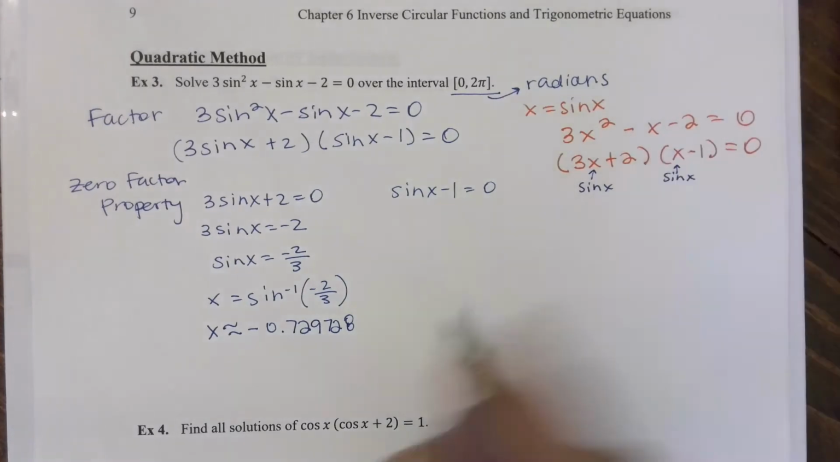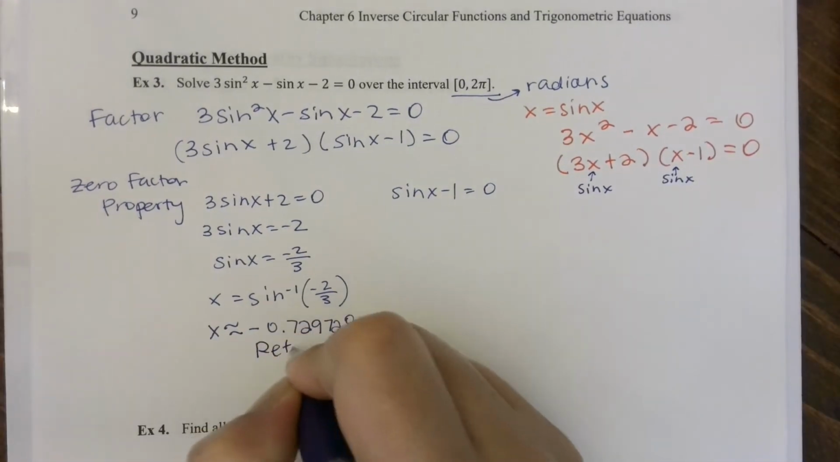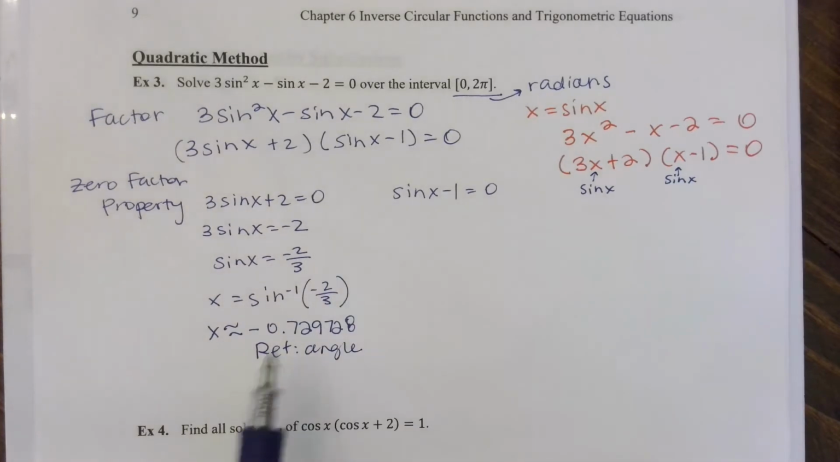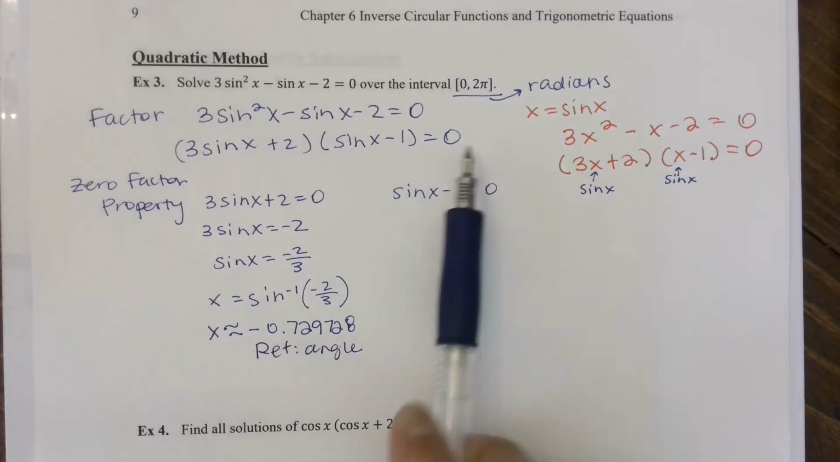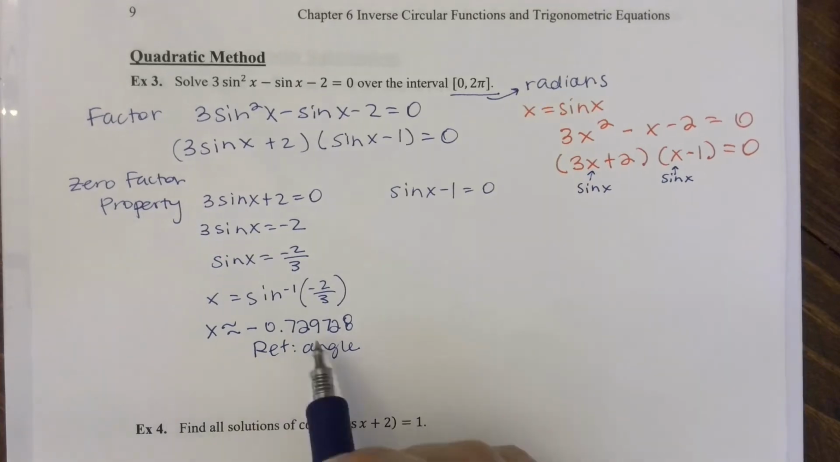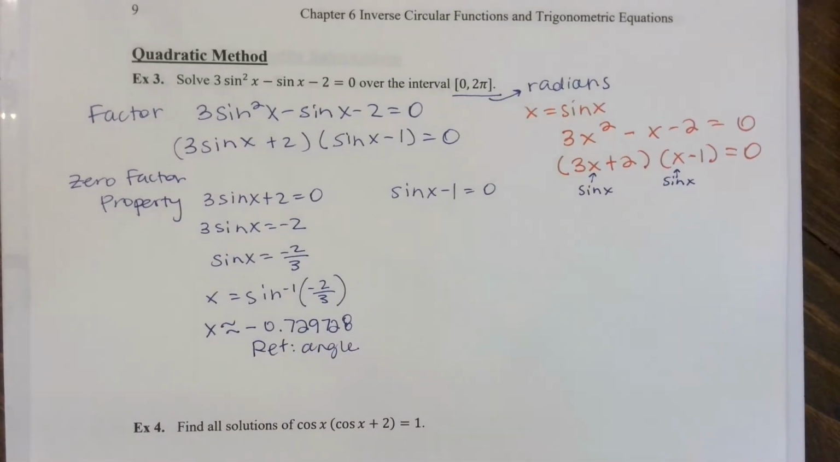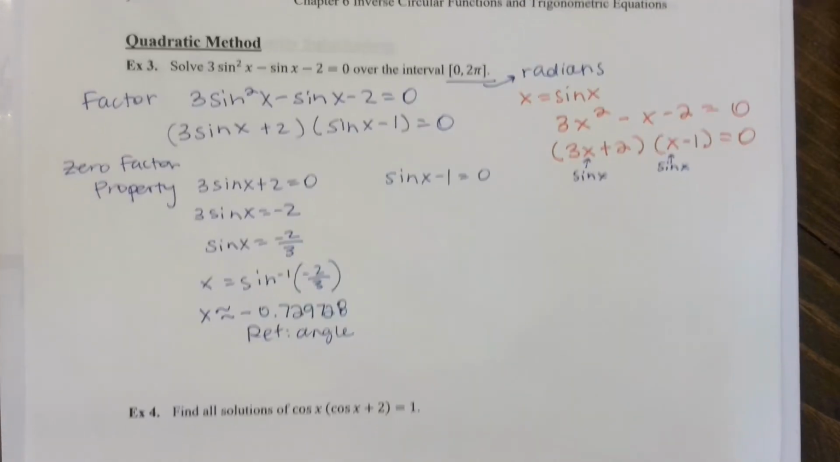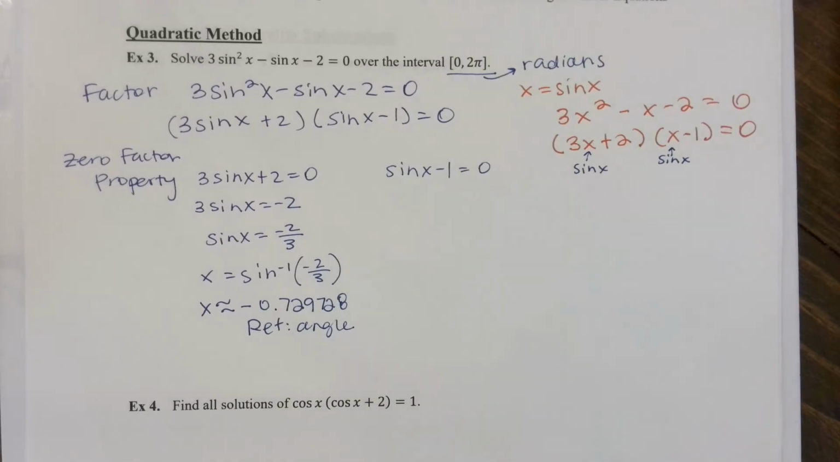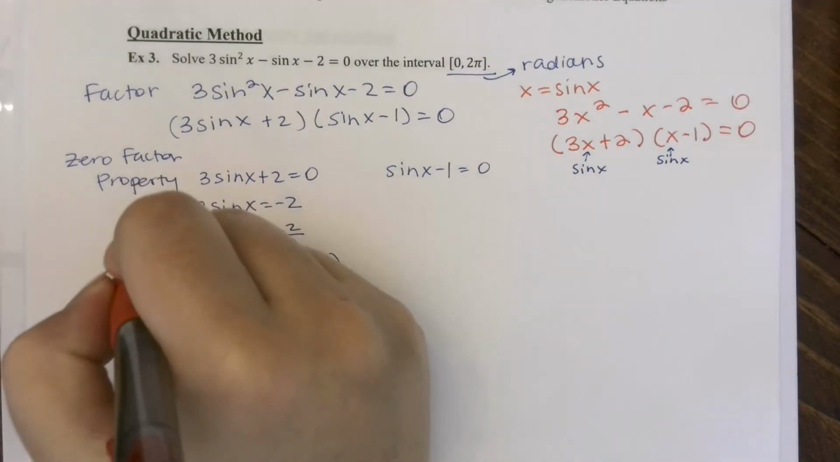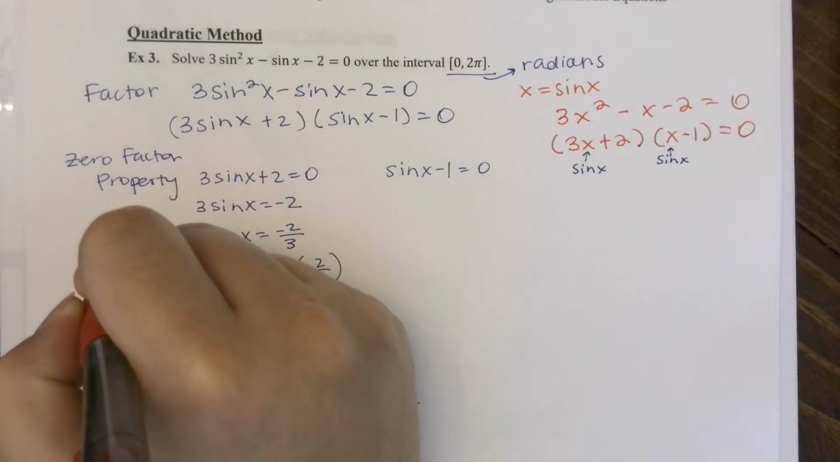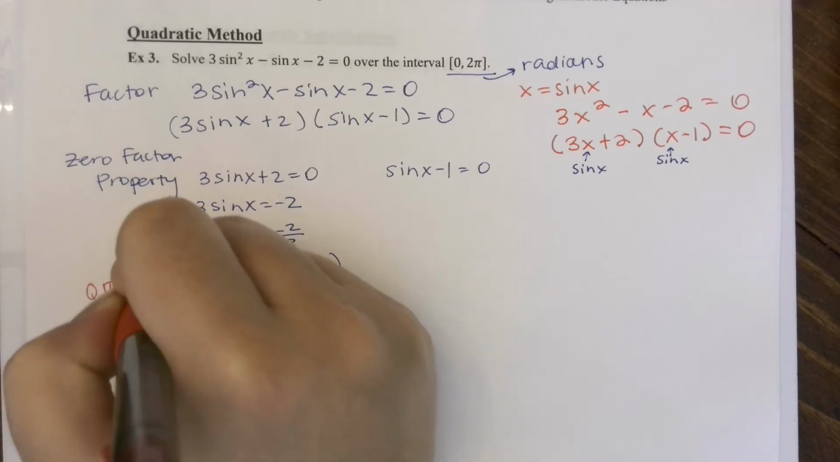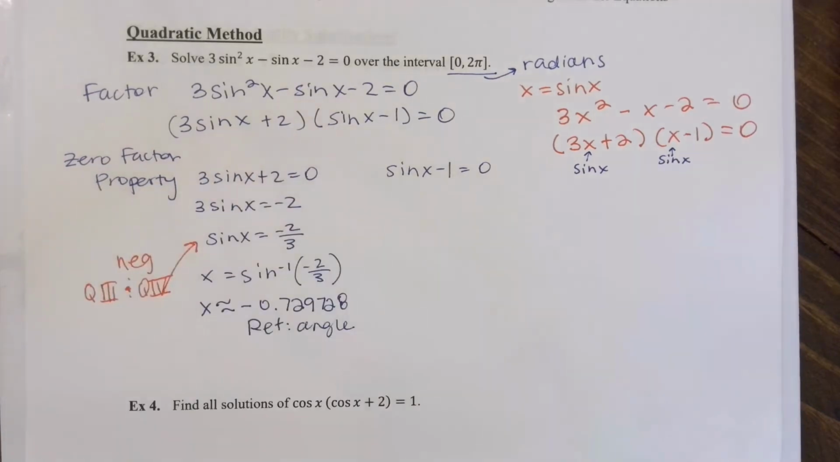Okay. From here, we use this as our reference angle. Okay. So notice that this negative angle is not in 0 to 2 pi. So we need to use this as a reference angle to find values that are between 0 and 2 pi. Alright, and then we're going to go back and use this information here. So sine x is negative in quadrant 3 and quadrant 4. Okay, so that's the two quadrants that we need to look at.